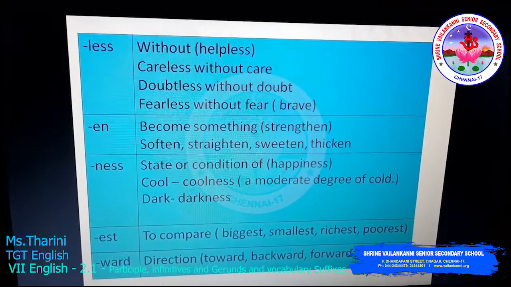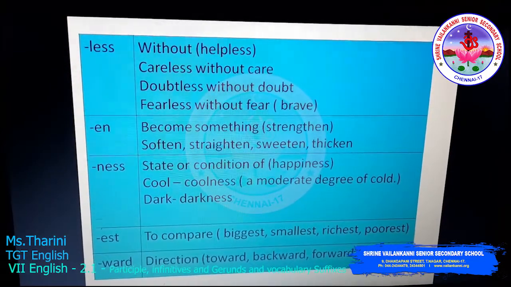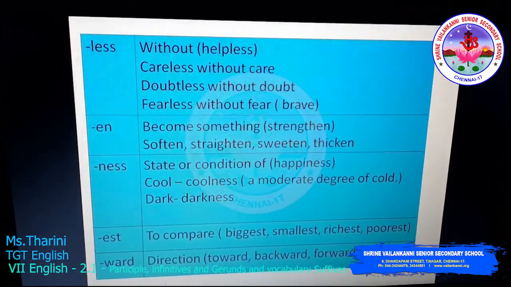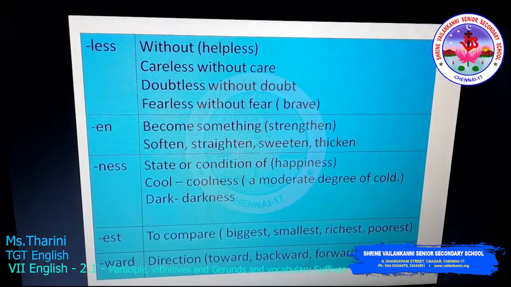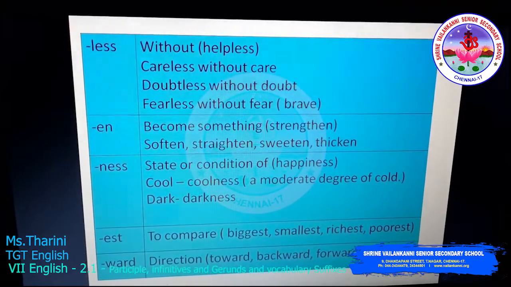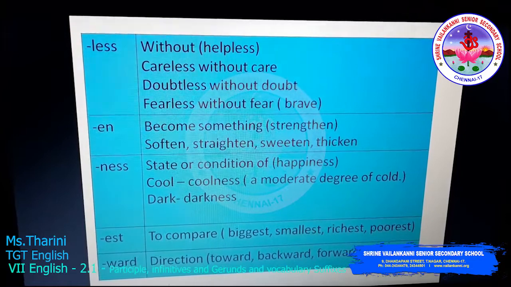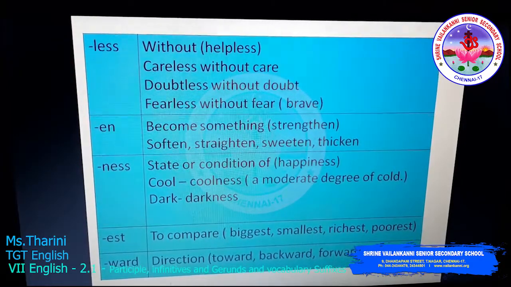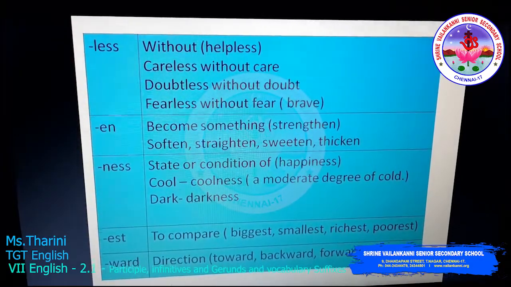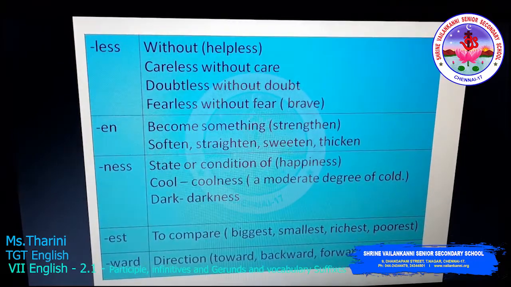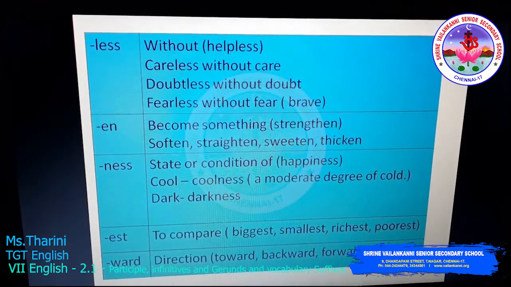Less means without something. Helpless, without help. Careless, without care. You're careless in your studies, that is you don't care about your studies. Doubtless, without doubt, you don't have any doubt. Fearless, without fear, which is brave.